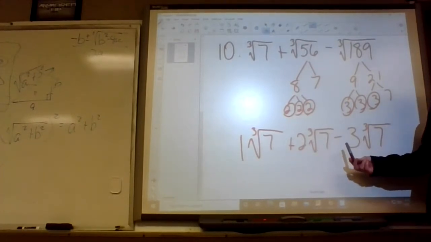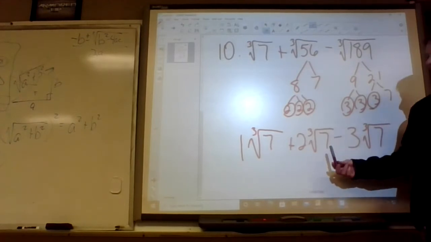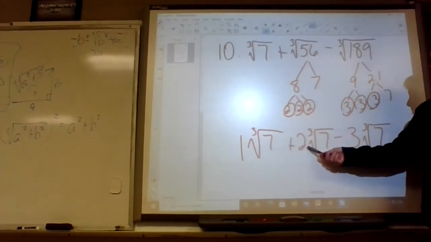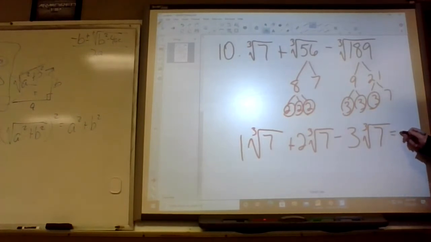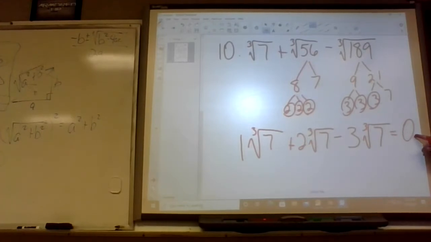Alright, so what would this be, guys? 0. 1 of these plus 2 of these minus 3 of those is 0 of those, and 0 of anything is just a 0. So, actually the calculator would have worked on this one, but the one on the test is probably not this one, so you do need to be able to do the cube roots.